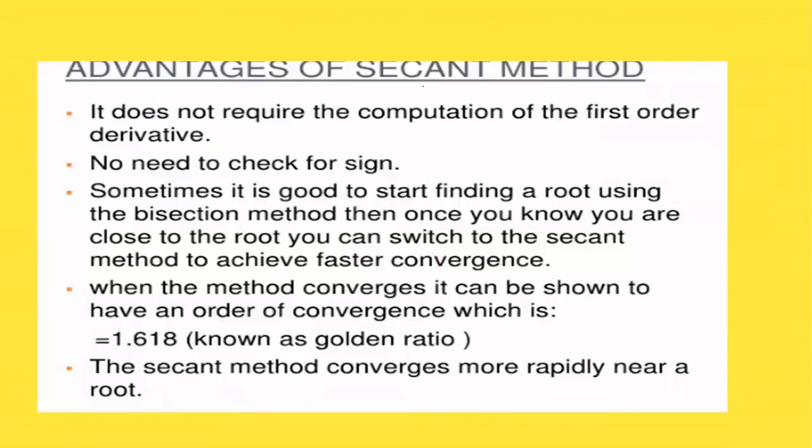Next, what are the advantages of secant method? It does not require the computation of the first order derivative. No need to check for sign. Sometimes it is good to start finding a root using the bisection method. Then once you know you are close to the root, you can switch to the secant method to achieve faster convergence. I already explained this in the starting. If you choose the bisection method to find the initial approximation, within 4 or 5 iterations we can get the answer. When the method converges, it can be shown to have an order of convergence of 1.618, known as the golden ratio. The secant method converges more rapidly near a root.